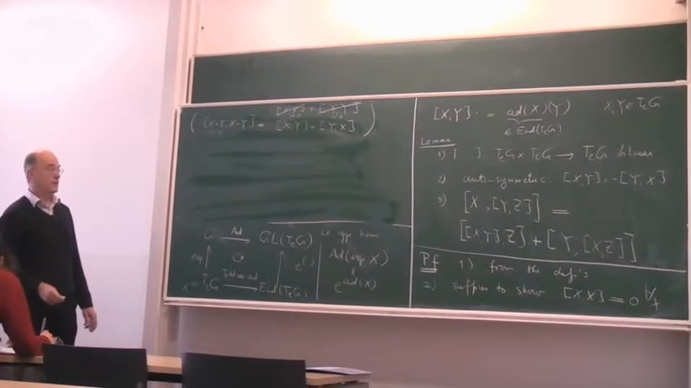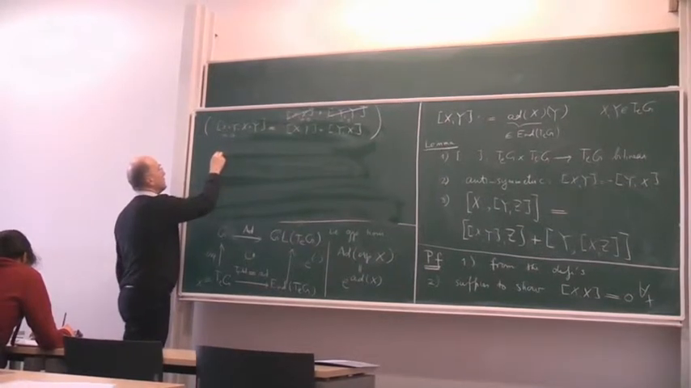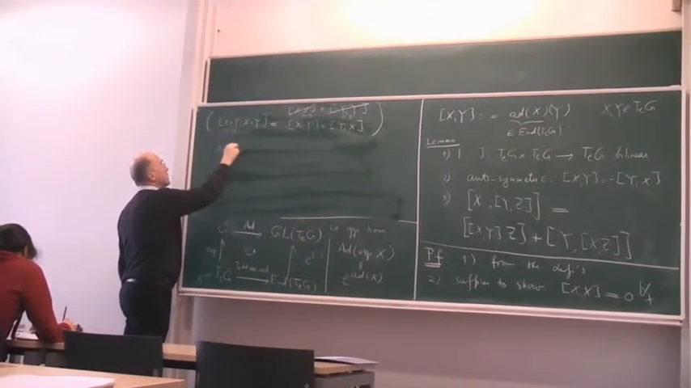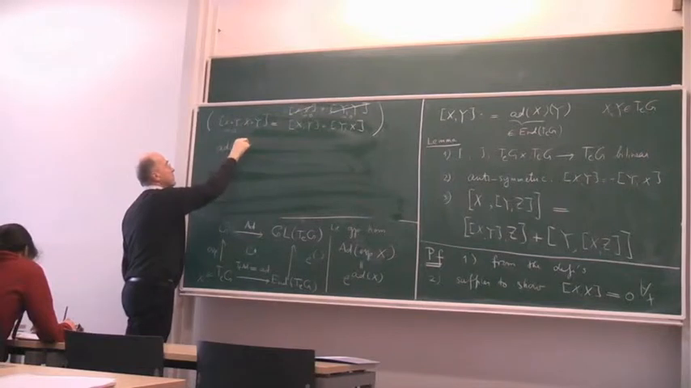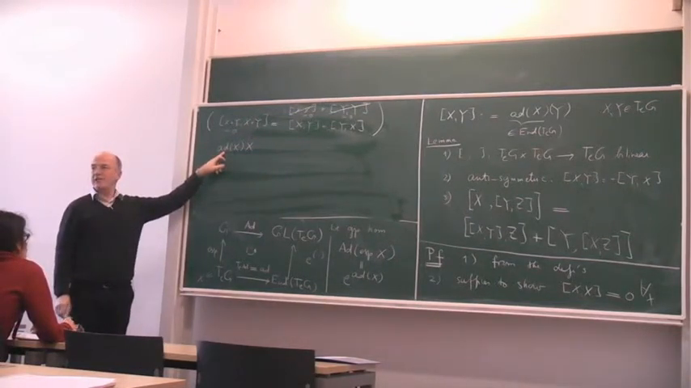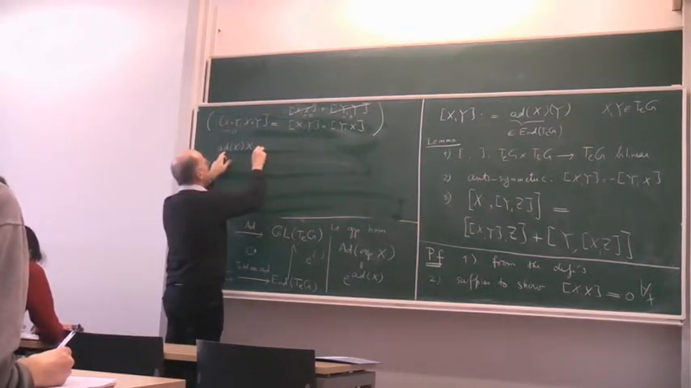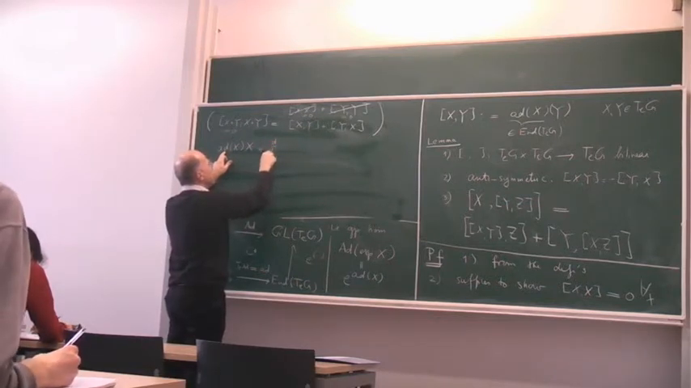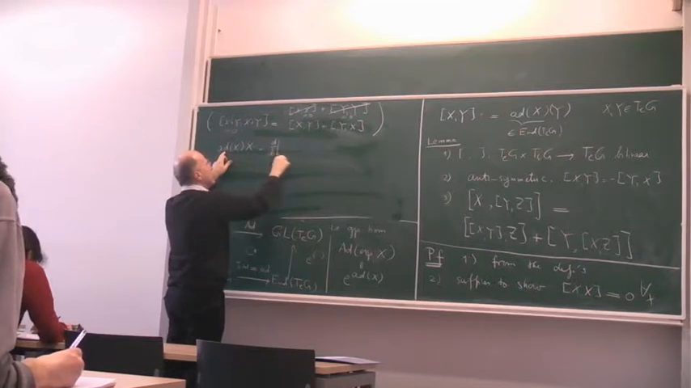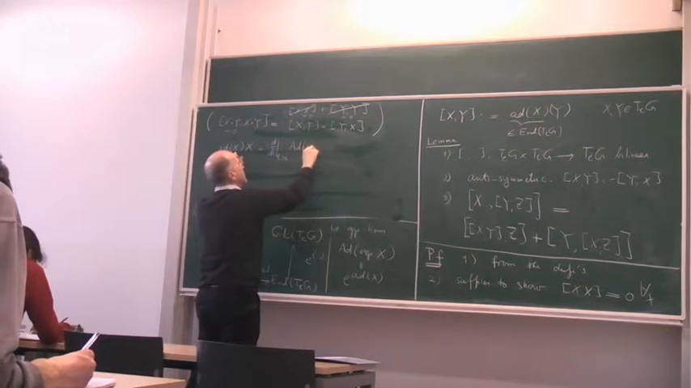So I think it's a good idea to invoke the definitions for this. What I want to show, I want to say something about ad x applied to x. Now this one is defined as a derivative. So it can be written as d/dt at t is 0 of Ad of exp(tx) applied to x.